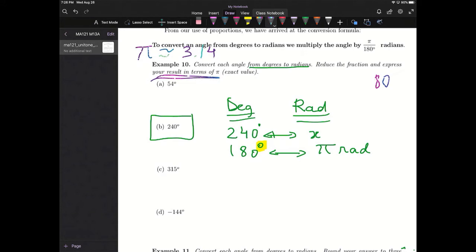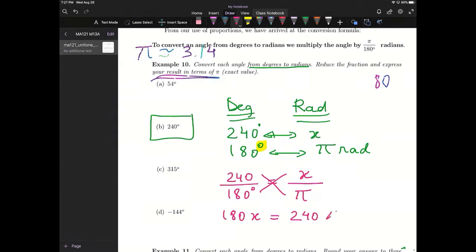Okay? All right, so I know this is my way of proportion. So my proportion now is I'm going to take the 240 degrees divided by 180, and that should be the same as x that I need to find, divided by pi, which is in radians, right? So if you cross multiply, you're solving for x. I'm writing all the details here. Again, you can skip the steps as long as you understand what's going on. So 180 times x, and then I have 240 times pi.